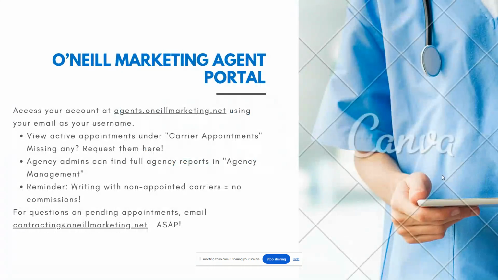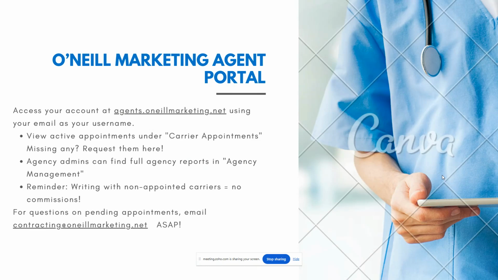Your O'Neill Agent Portal is the best resource for knowing where you're at with your appointments and what the status is. You go to agents.o'neillmarketing.net. Your username is the email we have on file with you, and your password is the one we established when you onboarded. If you ever change that password, we won't know it, but if you keep the same one, we will always have it if you need it. You did get an email when you onboarded with your login credentials for the agent portal.